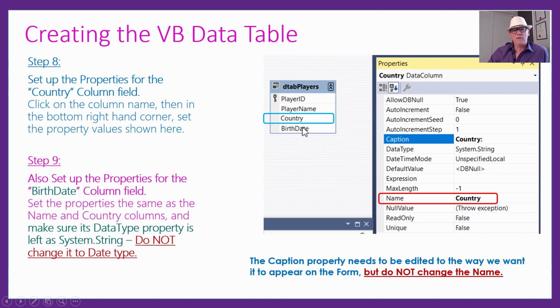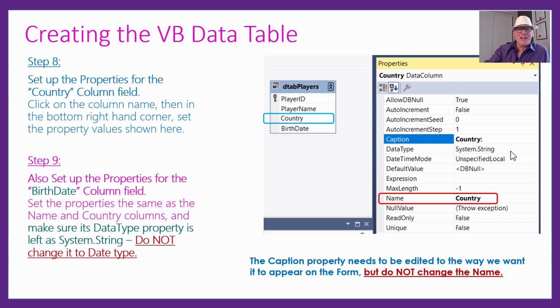And you do the same thing on birth date. We just need to change it to birth space date colon for its caption when you do that one, but do not change it to date type. Even though this is a date, the data type in here, leave it as system.string. Do not change it to date type, okay? That's very important. It needs to stay as system.string. We need everything to be system.string.